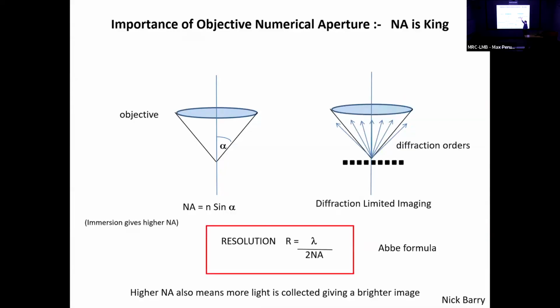Here's our prototype object, just a regular array of fine detail, creating a diffraction pattern. What Abbe realized is that the resolving power of this microscope, or the resolution, is basically the wavelength divided by 2NA. So we've got this simple formula for saying what the resolution of a microscope is. Higher NA incidentally means you're capturing more light from your object, so you'll get a brighter image.